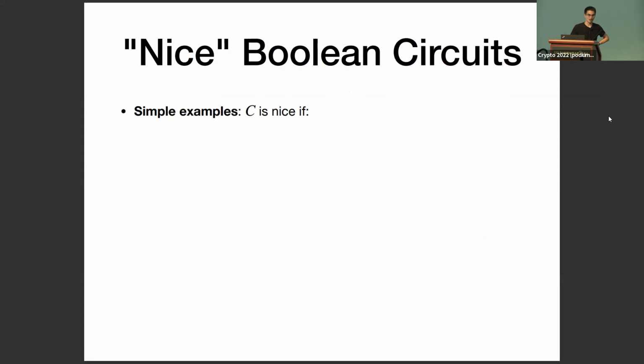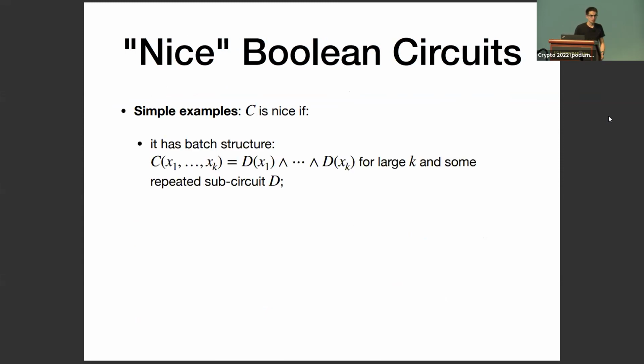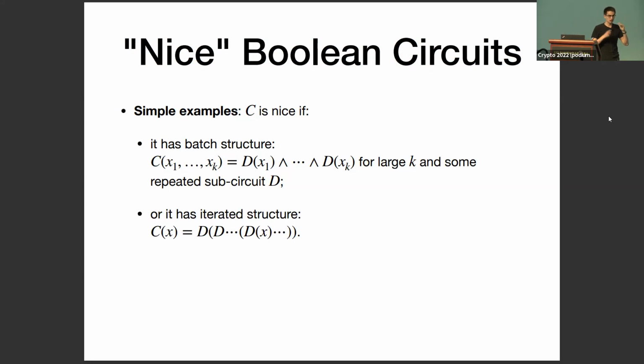Here are some simple examples first. The technical definition that we use is kind of messy in full generality. First of all, one type of nice circuit is a circuit that has a batch structure. To evaluate the circuit, you evaluate one circuit many times on different parts of the input and hope that they all evaluate to one. Another example is an iterated circuit, where you apply a circuit sequentially to some input, so you feed the output of one iteration into the input of the next.